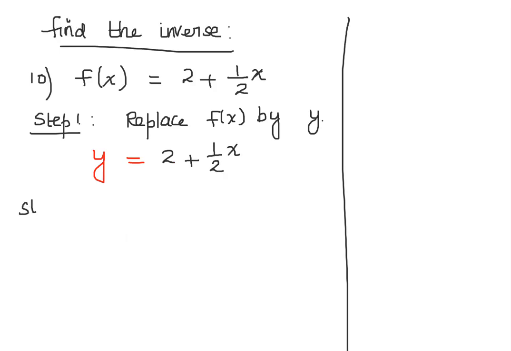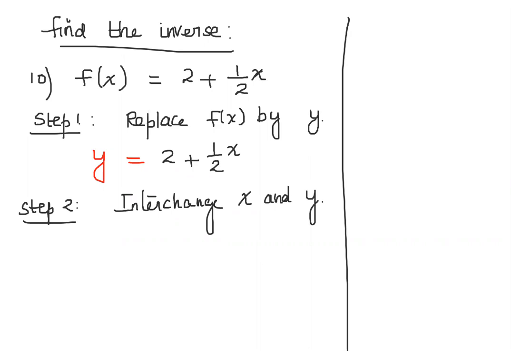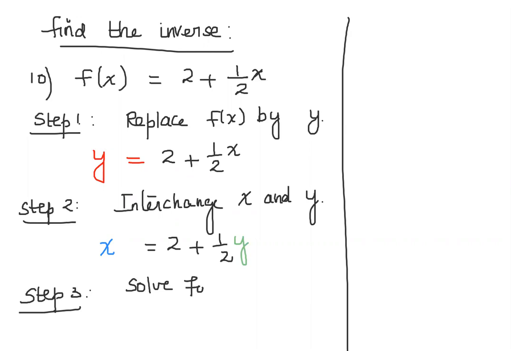Step number 2. Interchange x and y. So we're going to put the x as y, y as x. So it's going to be x equals 2 + 1/2 y. So we switched x and y. Step 3, from this one, we are going to solve for y. That means we have to get the y by itself. So I'm going to show the steps here. So we have x equals 2 + 1/2 y.